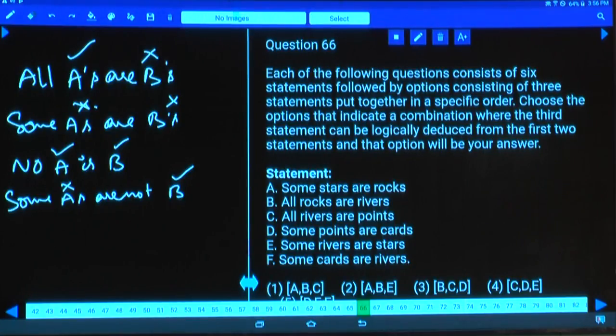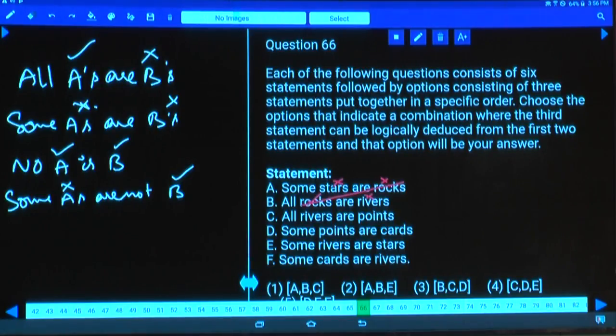Then A, B and C, if you take for example. Now some stars are rocks, all rocks are rivers. And star is what? Cross and cross. And rock means tick and cross. Now the middle term is there, rock is there. The middle term should be there. Middle term means one word must be common between the two statements.